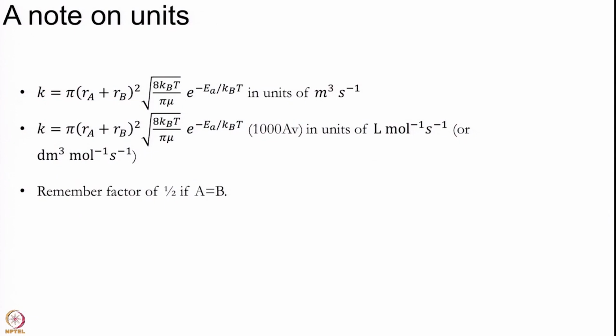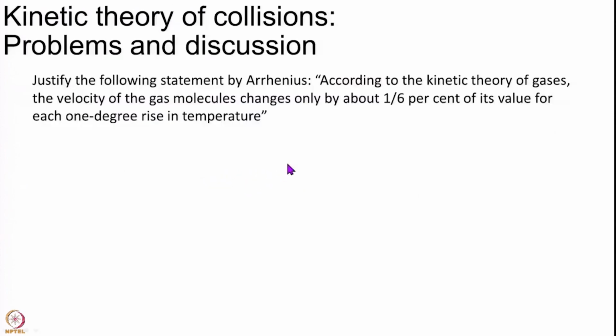So, in summary, the original expression that we had derived is basically in meter cube second inverse. Now, if I multiply that by 1000 into Avogadro number, I will get liter mole inverse second inverse, which is the same as dm cube mole inverse second inverse. And always remember, if my bimolecular reaction is A plus A, so A is equal to B, then I must multiply by a factor of half. So, with that, let us start solving problems. Let us start with an easy one.